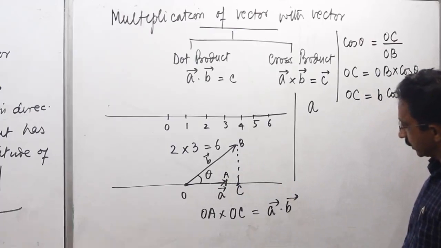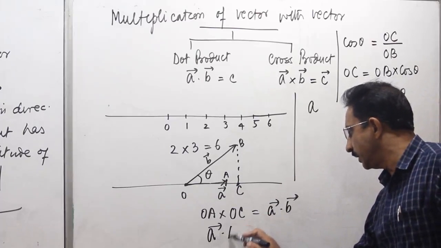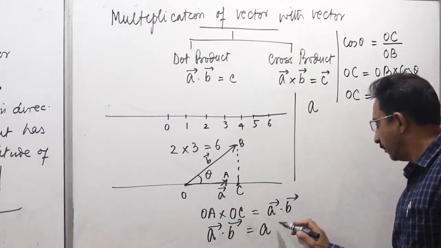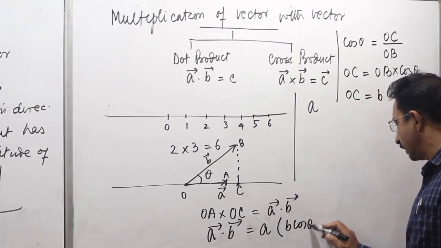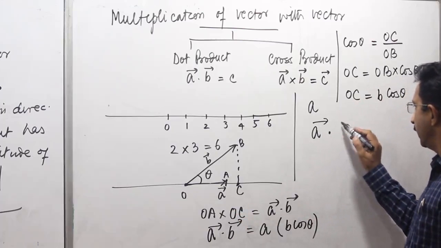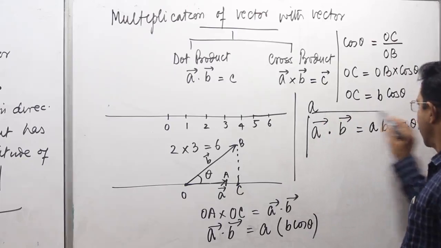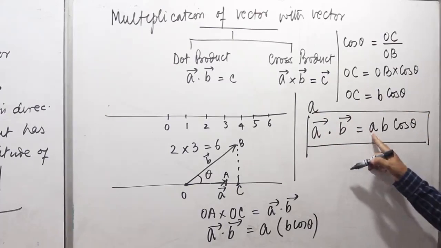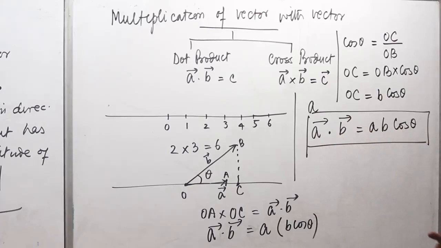तो मैं यहाँ substitute कर सकता हूँ that I can express now that A dot B is equal to OA की जगह A लिखा जाएगा, A multiplied by OC की जगह B cos theta. So we have a definition, A dot B is equal to A B cos theta. You can think of this definition as the definition of dot product of two vectors. It is magnitude of the first vector multiplied to magnitude of the second vector and cosine of angle between the two vectors, that is cos theta.